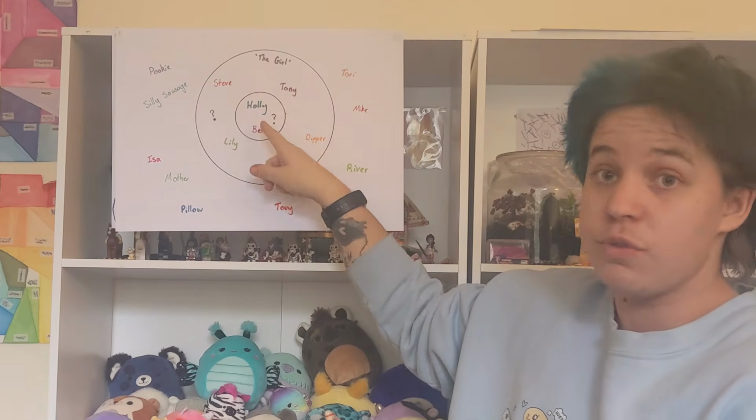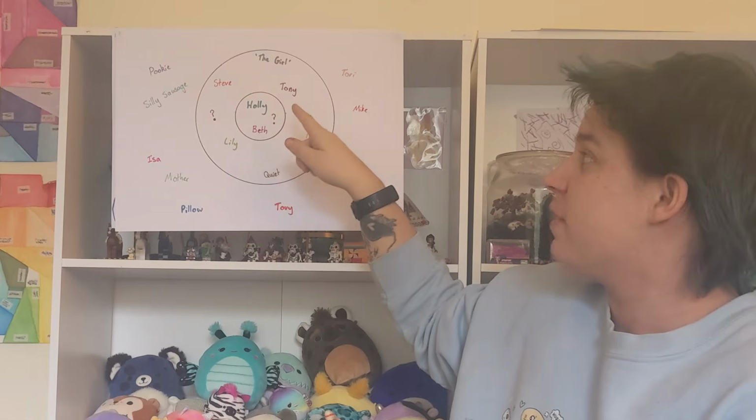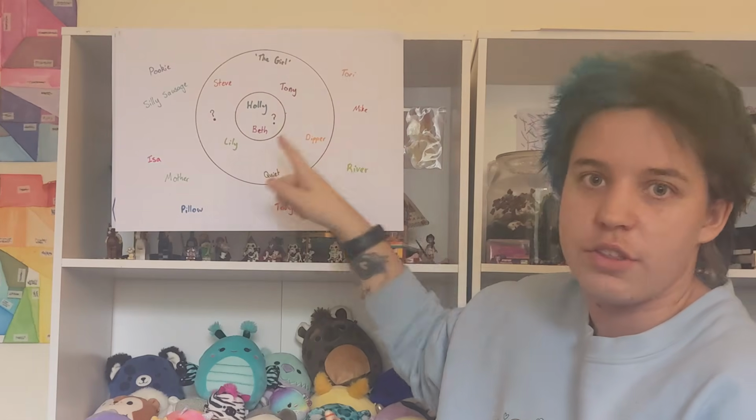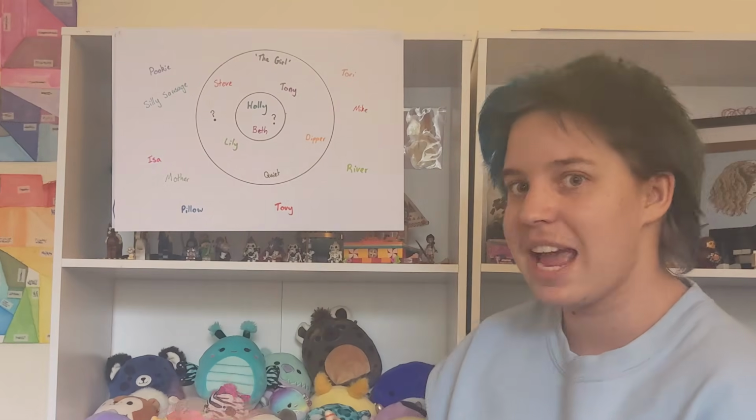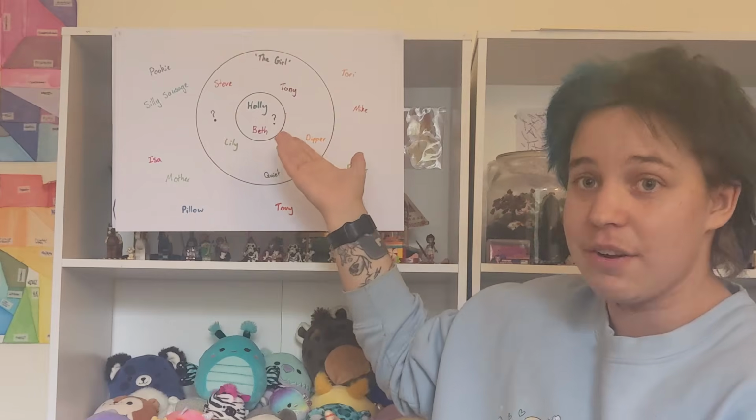There are 2 alters who are known about, who know they are there. And there is a third presence. It is known that there is a third alter in the body, but Holly and Beth do not know who that is. They cannot identify who that is. So there's just a question mark.